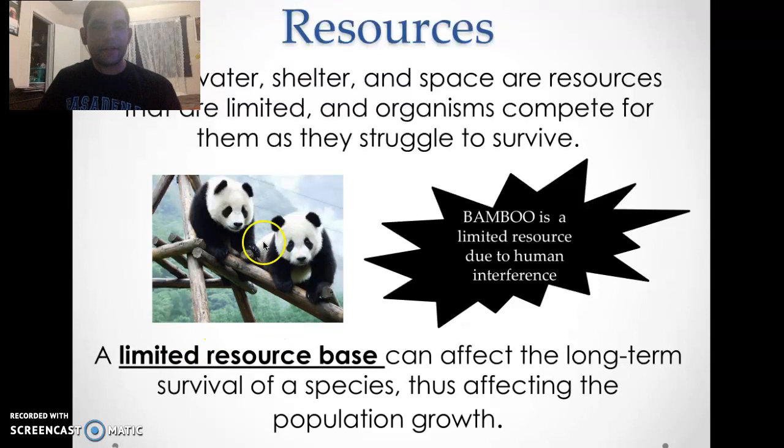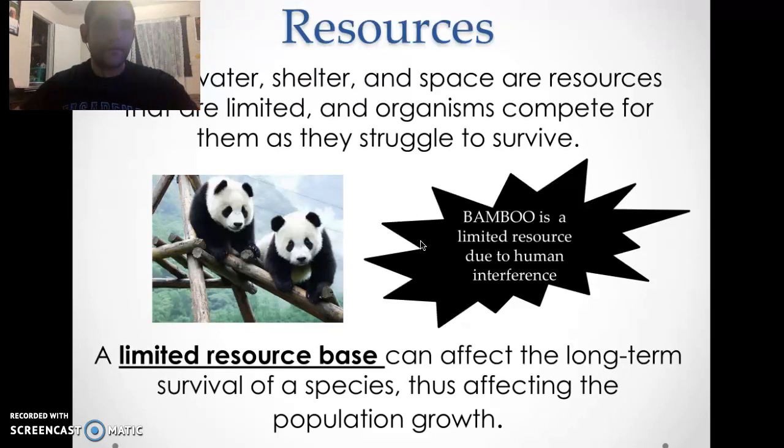So the panda bears, obviously, eat bamboo for a living, and in recent years we got to know that because of deforestation, the panda bear did not have enough resources, did not have enough food, or there was not enough bamboo for them to eat. So we experienced a decrease in the population. But now the scientists are on top of this.